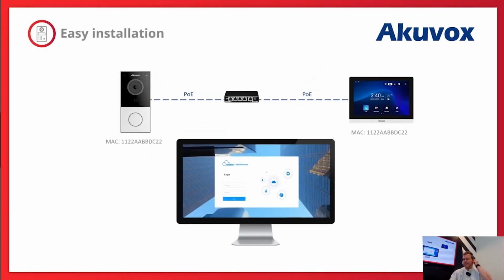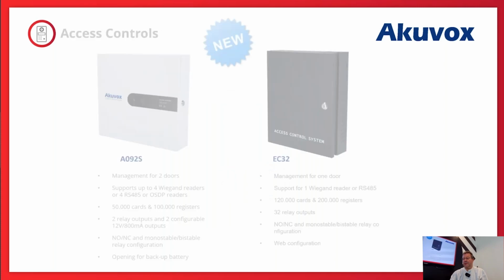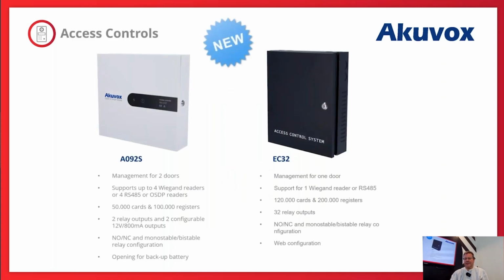Well, a simple overview, like a simple door station with the Android 9 version monitor. Those two you connect together, and then you can configure those two using the cloud service. We will get back to how to do those things. About access control, we have two mainboard access controls that you can connect readers to.